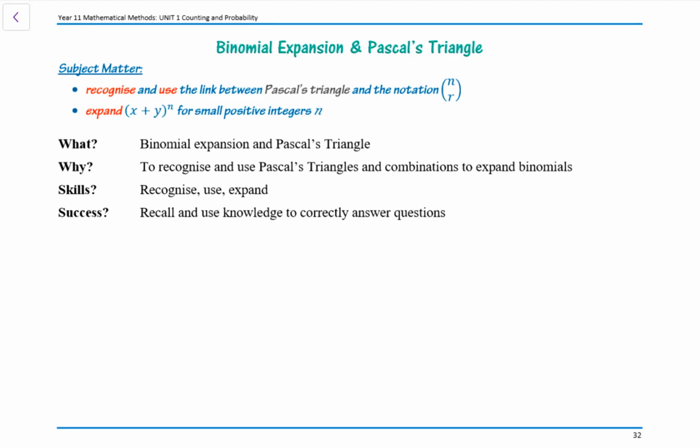This video looks at binomial expansion and Pascal's triangle. Our QCAA subject matter is to recognise and use the link between Pascal's triangle and the notation nCr, that there is equal to nCr, it's just a different way of seeing it, and to expand (x + y)^n for small positive integers n.